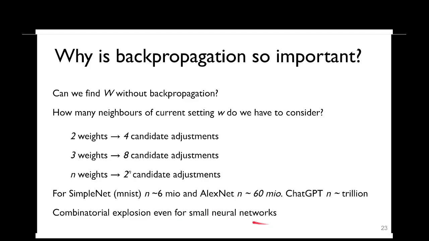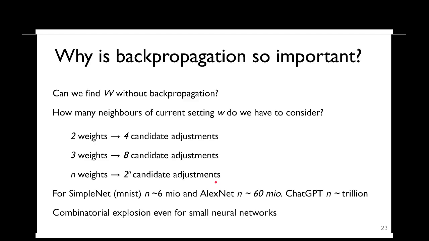And the problem is a combinatorial explosion. So how many neighbors does a point have in a high-dimensional space? As long as we're with 2 weights, it was pretty easy because there were 4 candidate adjustments that we had to consider. If we would move to 3 weights, it will become 8 possibilities. And as we move to n weights, we move to 2 to the power of n candidate adjustments. And that's clearly not feasible.